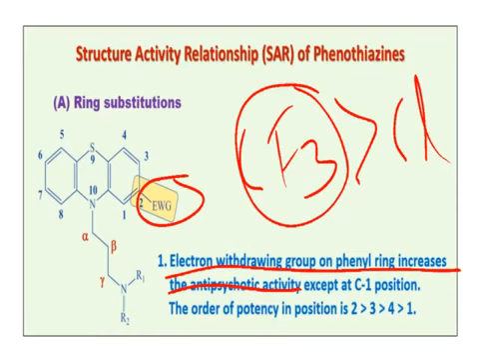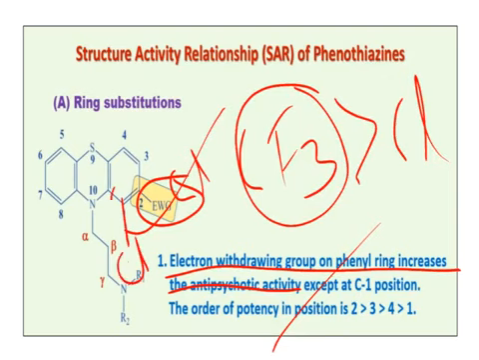And the most activity is shown if the electron withdrawing group is present at the second position. So in the order of potency, position 2 has the most activity as compared to 3, 4 and 1. If the electron withdrawing group is present at position 1, it shows very less activity. Cl or CF3 should be here; if it is at the first position, it will show less activity, a decrease in the activity.